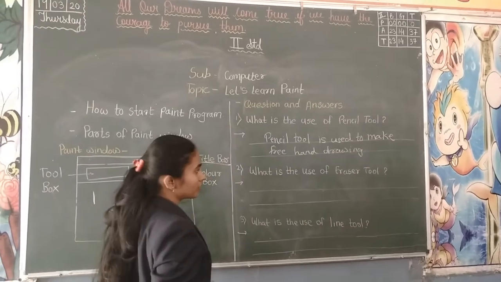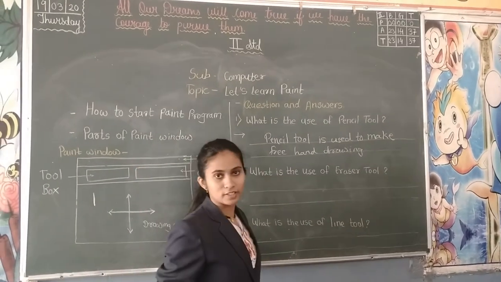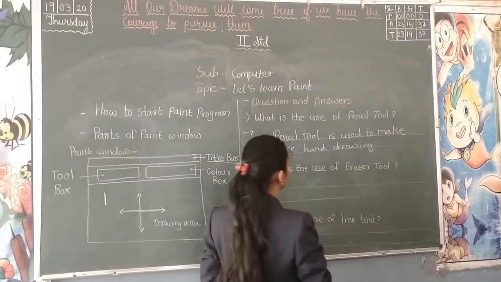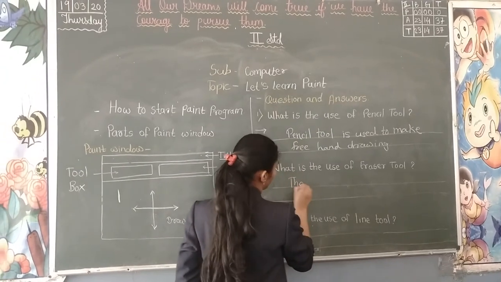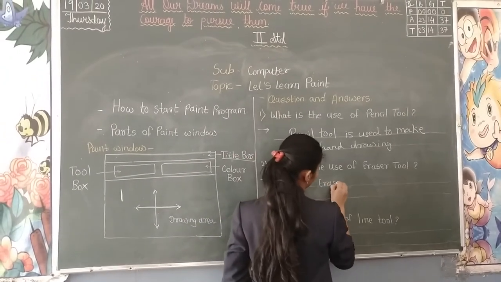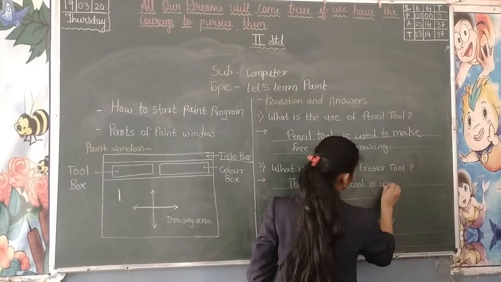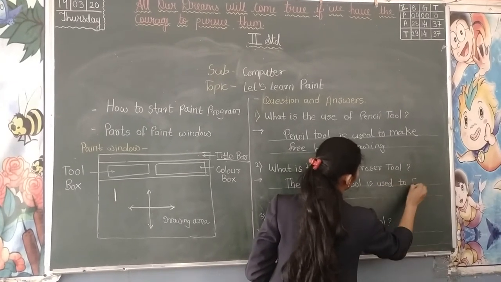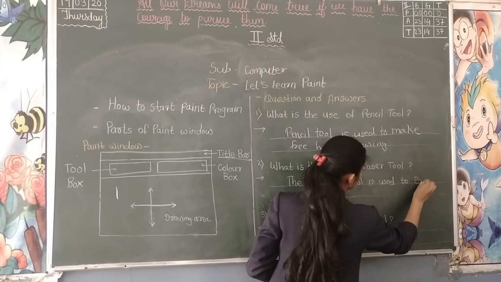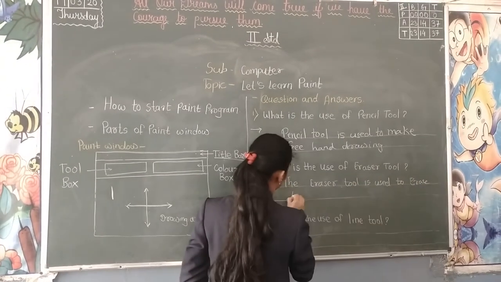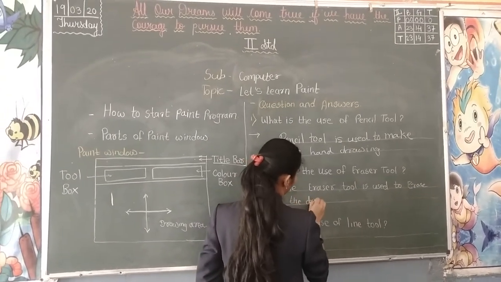Next is the eraser tool. What is the use of the eraser tool? So the answer is, the eraser tool is used to erase the drawing.